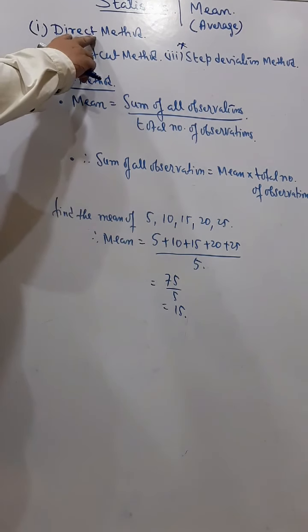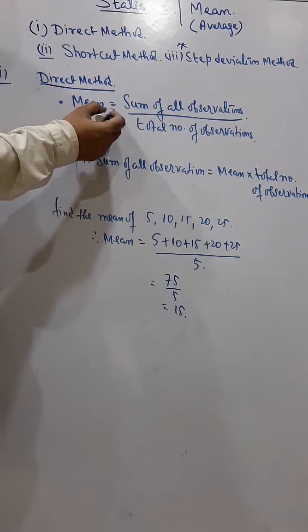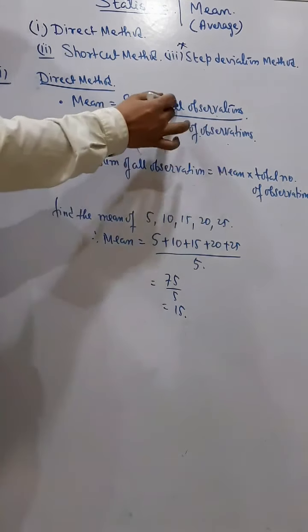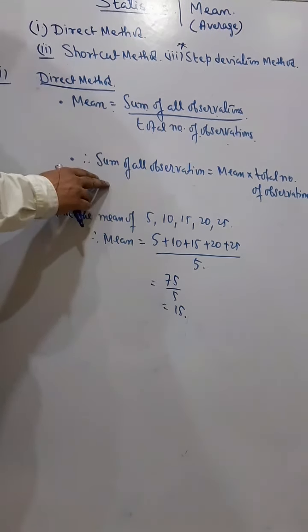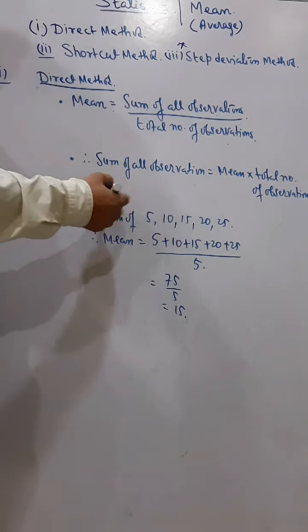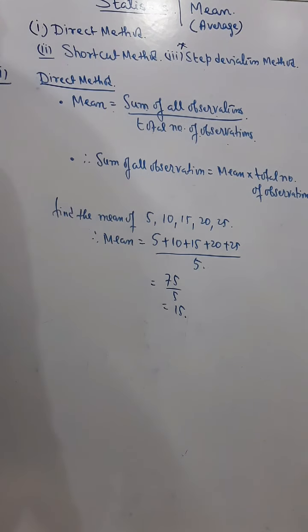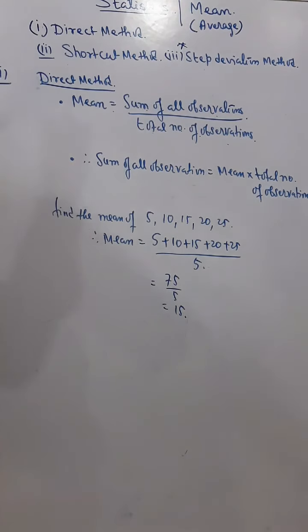Now direct method is a very short method. In direct method we say mean means what? Sum of all observations by total number of observations. Now this you have already done in lower classes. But direct method is suitable only when the values are very small, and generally when we don't have any class interval. I'll show you in the later part. But shortcut method and step deviation are done when the values are very big.